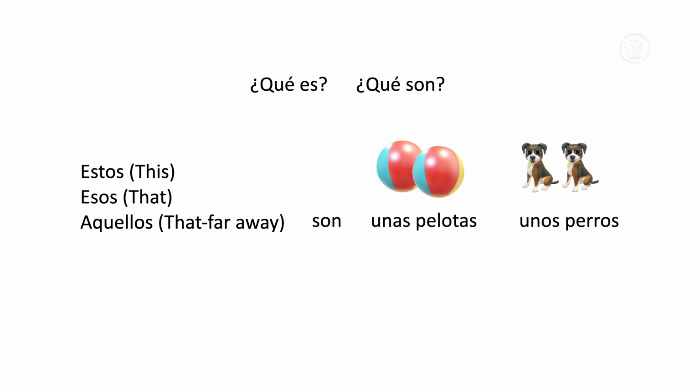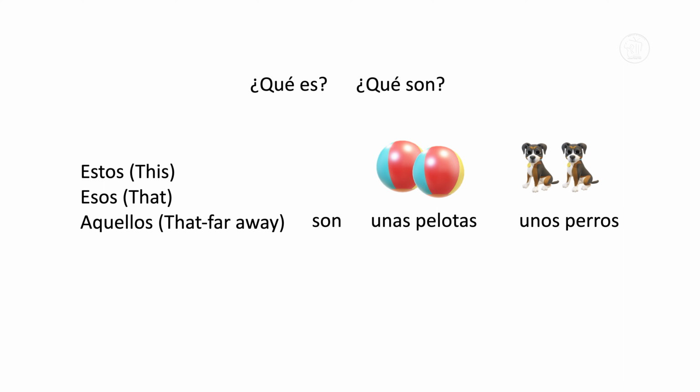And when referring to the dogs, the same thing applies. If it's un, the article changes, unos, and the noun from perro becomes perros. So it's unos perros. Estos son unos perros. So that's the answer to the question, ¿qué son? What are they? Or what are these? Estos son unas pelotas and estos son unos perros.